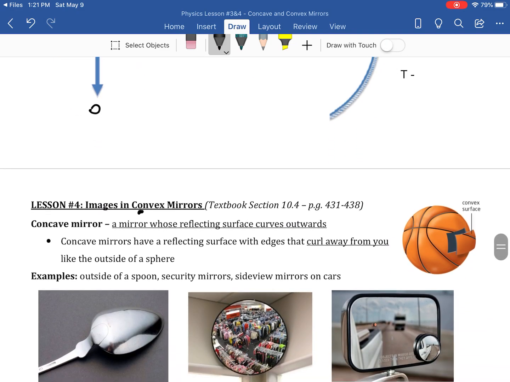And then I'm going to make another video for the convex mirrors, the second type of curved mirror.